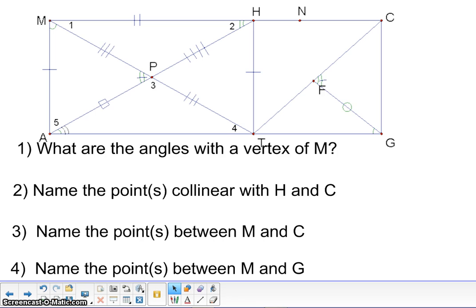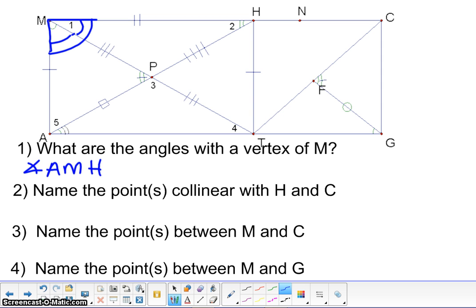To practice some of these definitions, the first question is, what are the angles with a vertex of M? Well, in this case, if you look to see where M is, you can see that there are 1, 2, 3 different angles that you can name with a vertex of M. So there are lots of different ways to describe that. First of all, we cannot use just M because there's too many angles around there. Second of all, we'd have to use 3 letters. So you have angle A, M, H. There's just one example, and you also could do HMA.